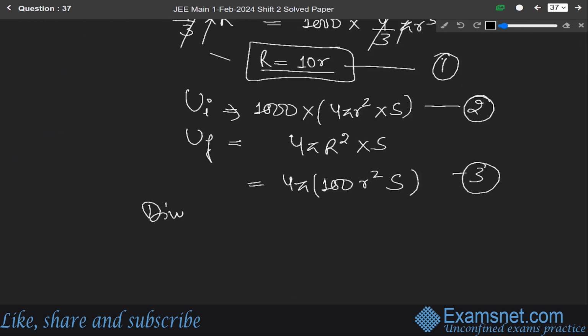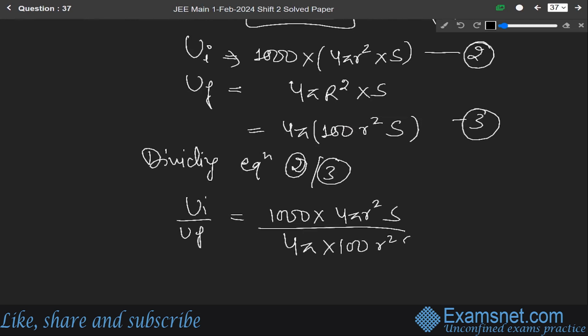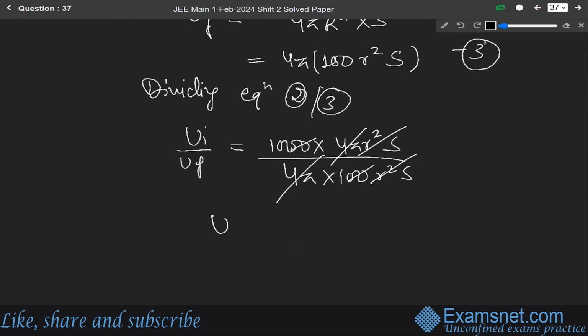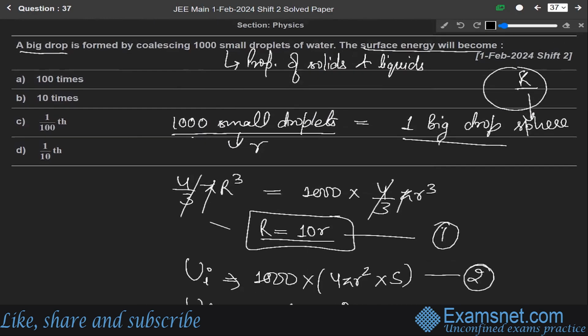So dividing equation second by equation third, we get Ui over Uf is equal to 1000 into 4 pi r square S over 4 pi into 100 r square S. R square S cancels, 4 pi cancels, the two zeros cancel. So we get Uf is equal to Ui over 10. So the correct option is 1 over 10th time, option D.